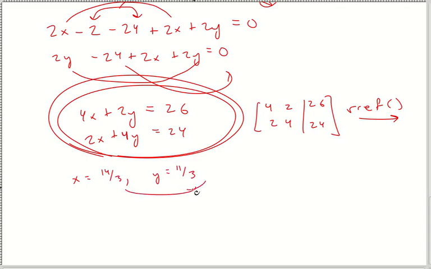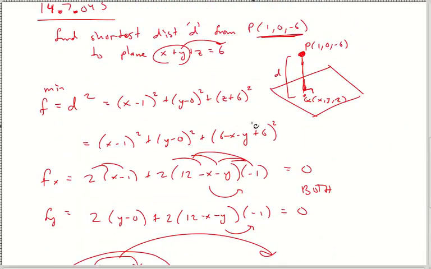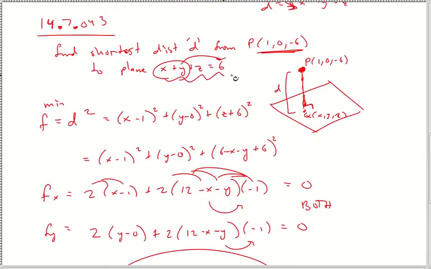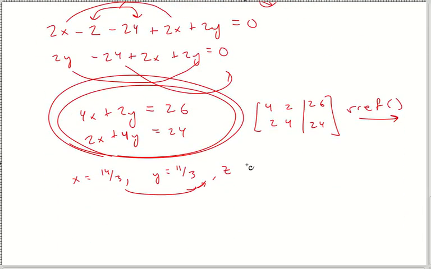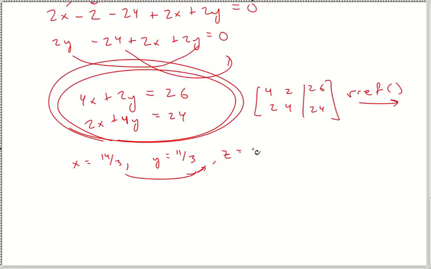With these, you can find your z by plugging those into the plane equation, essentially. This guy right here, I guess you could say z is equal to 6 minus x minus y. I'm plugging that in, and I would get negative 7 over 3. So there's my point Q, I suppose you can say.